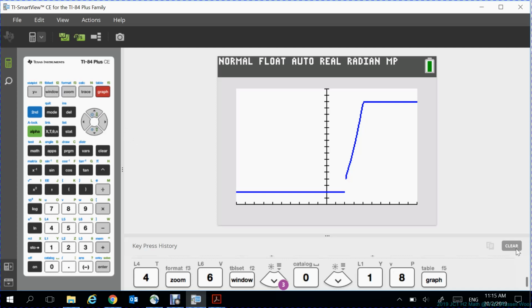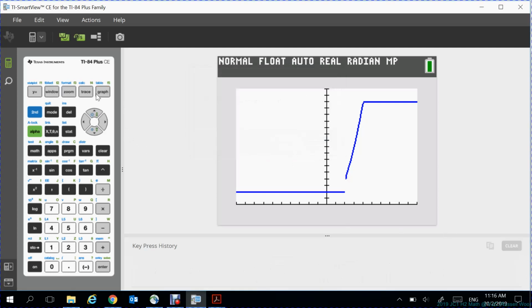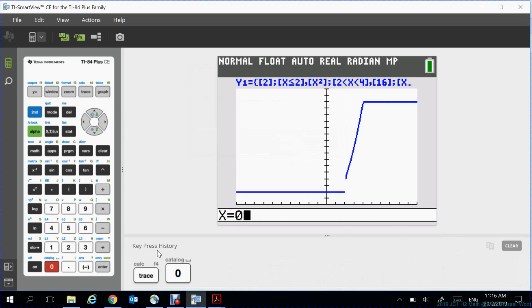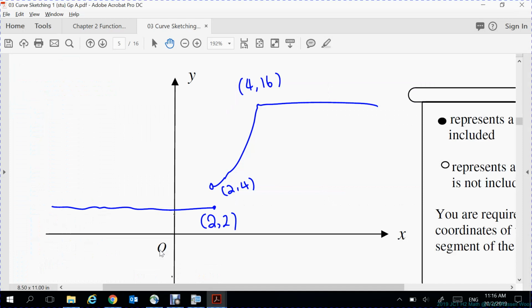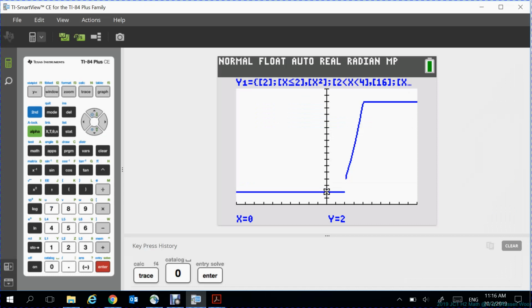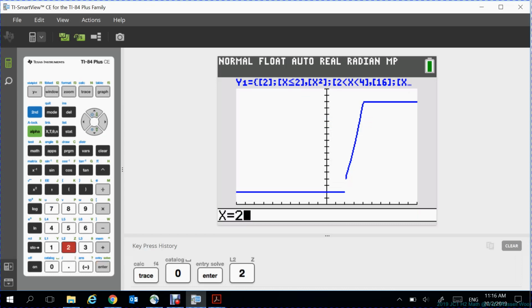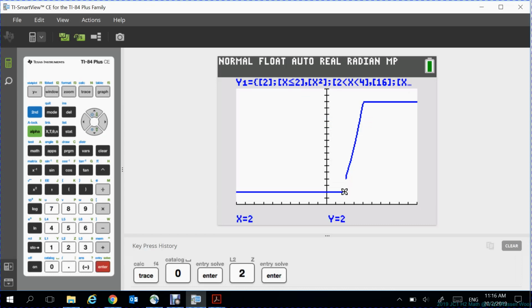Let me clear this here. You can press trace, then you press 0, enter. What it gives is when x is 0, y is 2. So actually you also need to label this one. Sorry, I forgot. Then next you can trace and say what is it when x is 2? Press 2, enter. You get, when x is 2, y is 2.